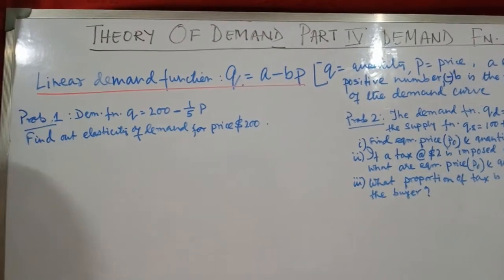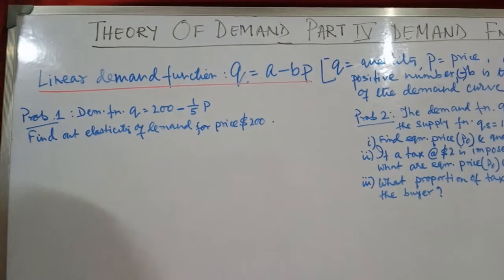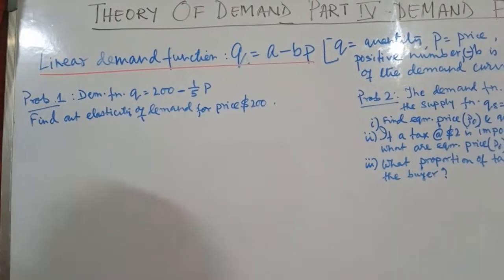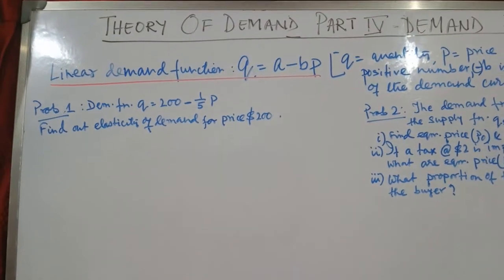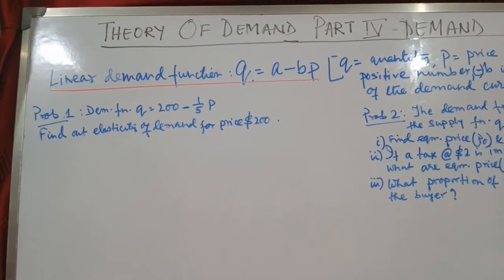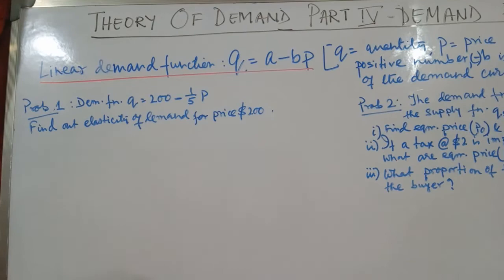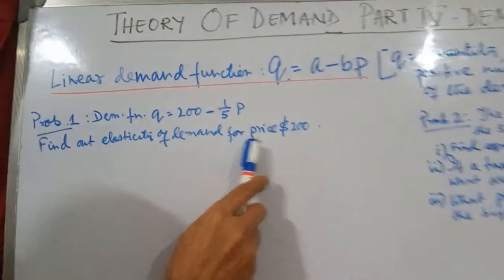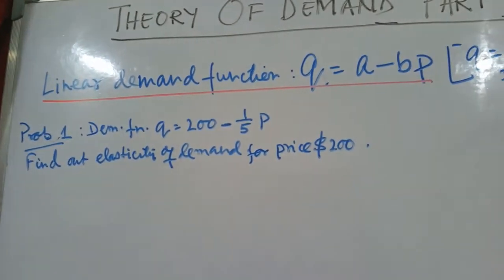Okay, now we have 2 problems to solve. Problem 1, this is the demand function: Q equals 200 minus 1 by 5p. We have to find out the elasticity of demand for price $200.